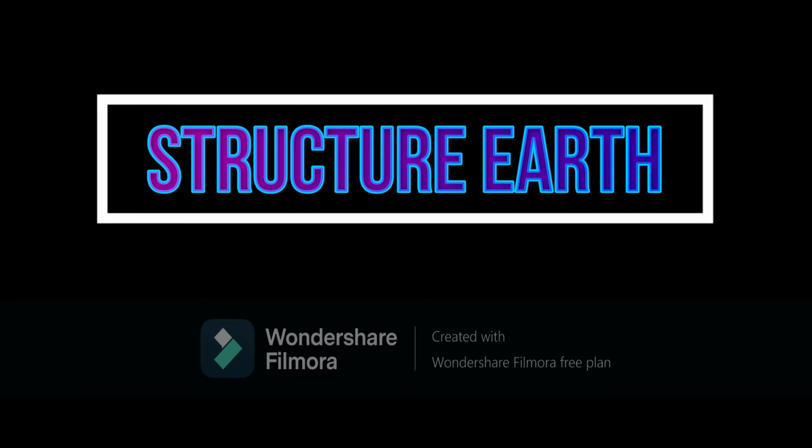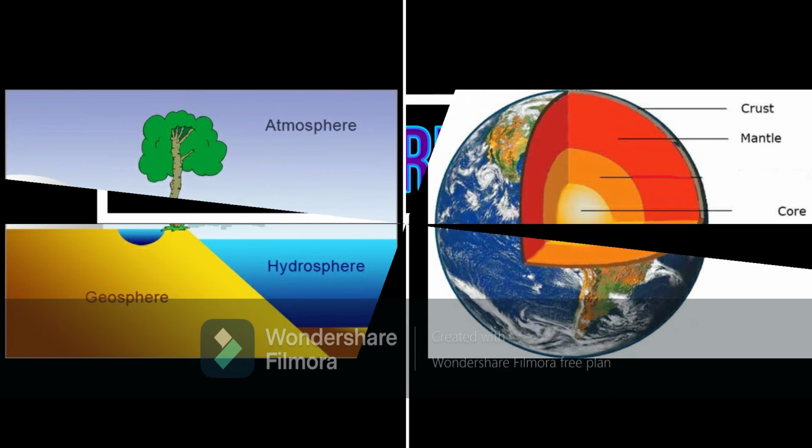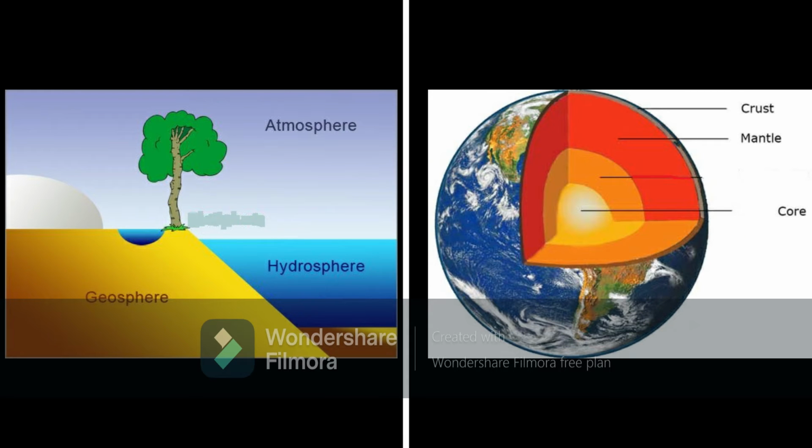Now, let's learn about the structure of the Earth. What elements make up our planet? The Earth is made up of three physical elements. The geosphere, the solid element, is the solid part of the Earth and it is divided into three layers: the core, the mantle, and the crust.